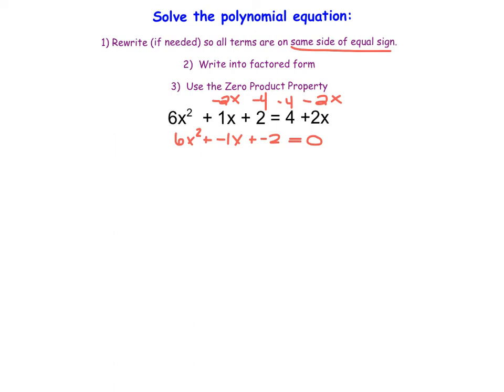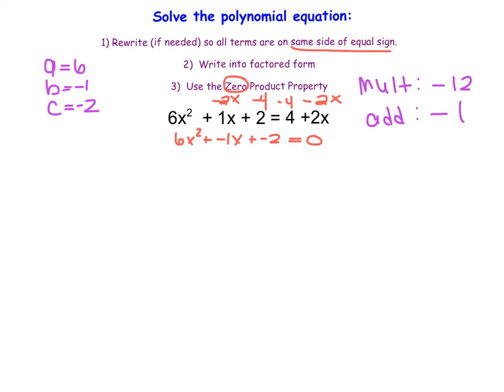So I now have the 0 part of the zero product property. So I then move on to finding my a, b, and c values. So a is equal to 6, b is equal to negative 1, c is equal to negative 2. And then I need to find two numbers that multiply to a times c, which is 6 times negative 2, which is negative 12, and add to b, which is negative 1.